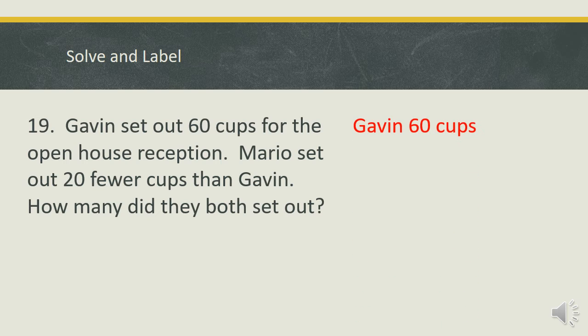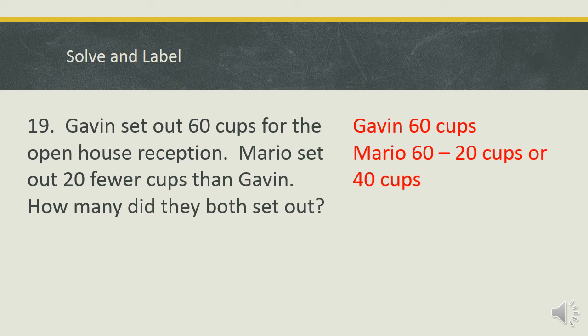So, we know that Gavin set out 60 cups. That's pretty simple. It comes right straight from the problem. We know that Mario set out 20 fewer cups. Well, fewer means he set out less cups than Gavin, and we know how many fewer? 20. So 60 minus 20 would be 40 cups.